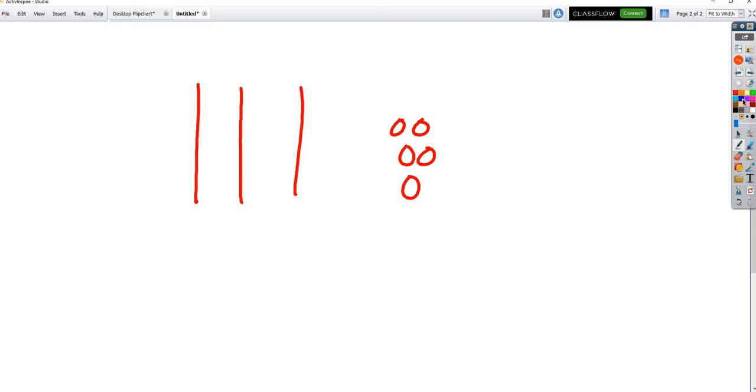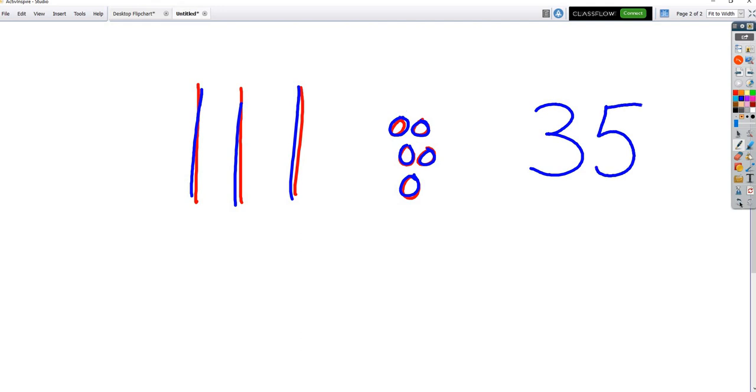Alright, so how many 10s do I have? Yeah, these are the 10s, so I have 1, 2, 3. I have 3 10s. How many 1s do I have? Yeah, 1, 2, 3, 4, 5. Those are the 1s. Now, am I going to put the 5 right here? Or am I going to put the 5 right here? Which one would make it where it goes?